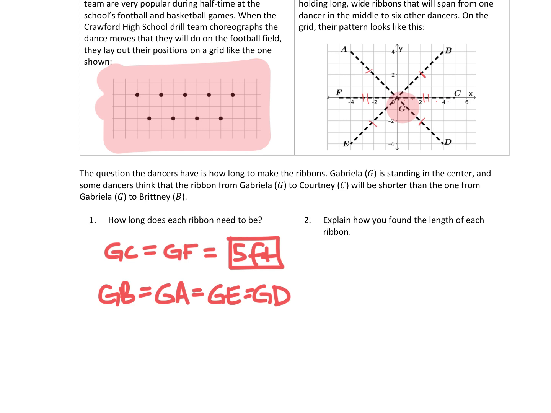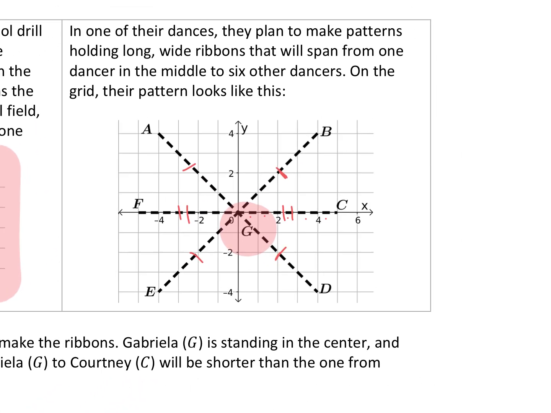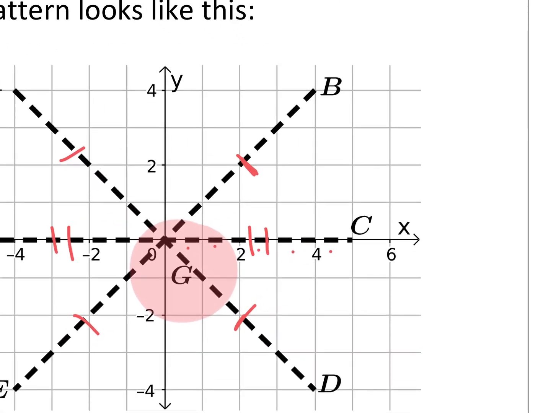The problem with finding this length from Gabriella to Brittany and the others is that it is a diagonal, right? This is a slanted line, so it's not so easy just to count boxes like we did from Gabriella to Courtney. If we did count boxes, it would be like these diagonals, and the distance of a diagonal is not the same as a horizontal distance. It's a little bit longer. So we need something else that can help us figure out this diagonal distance.